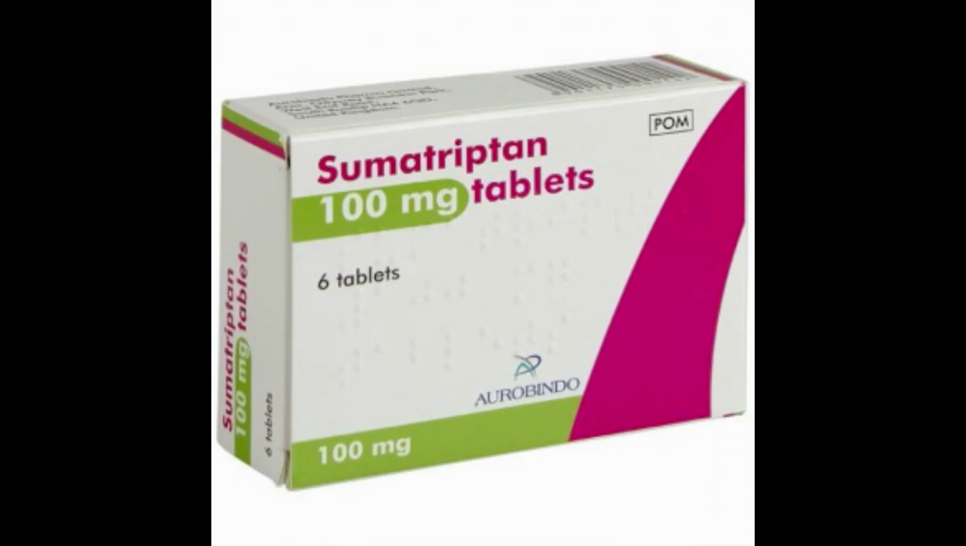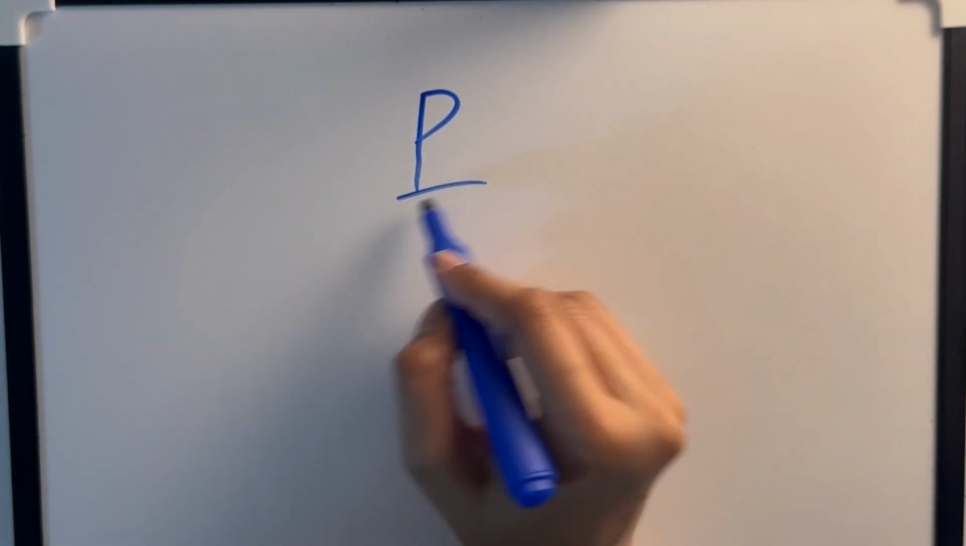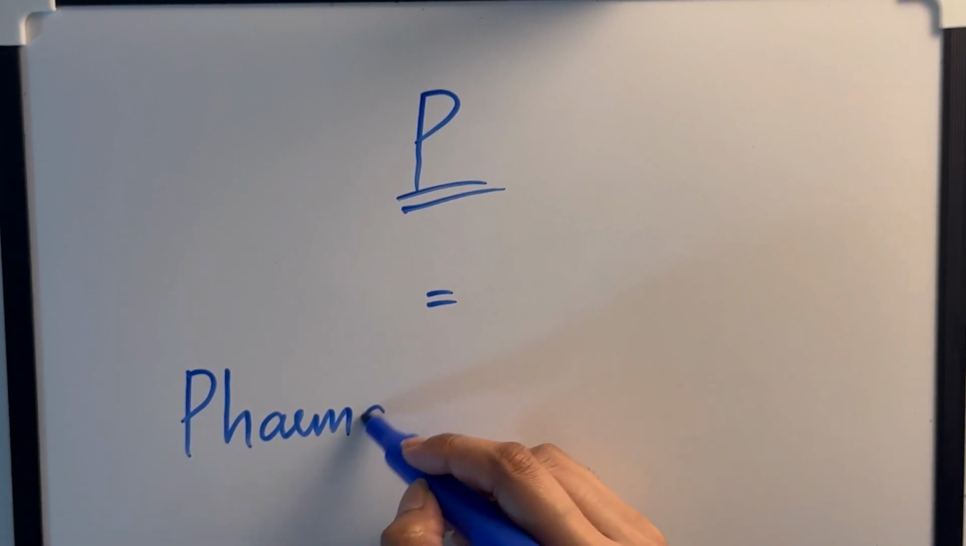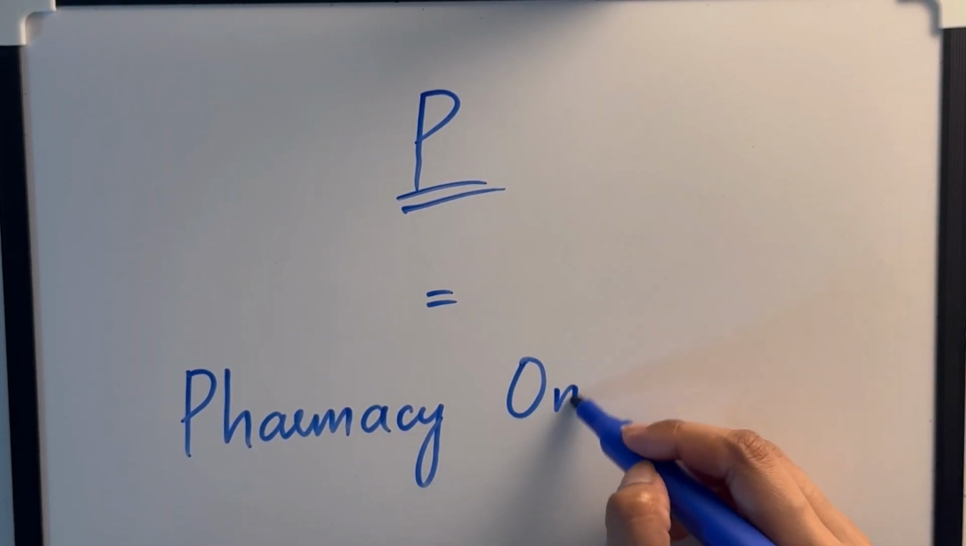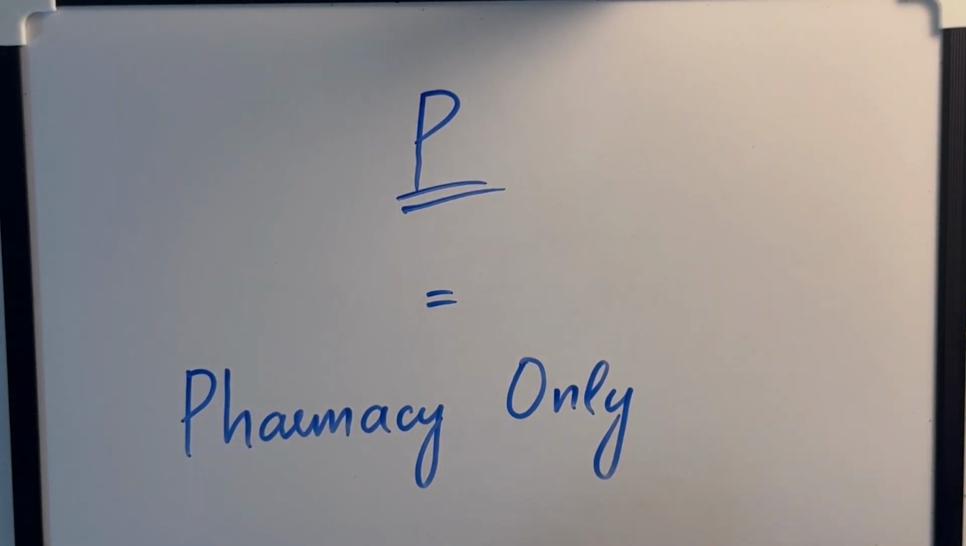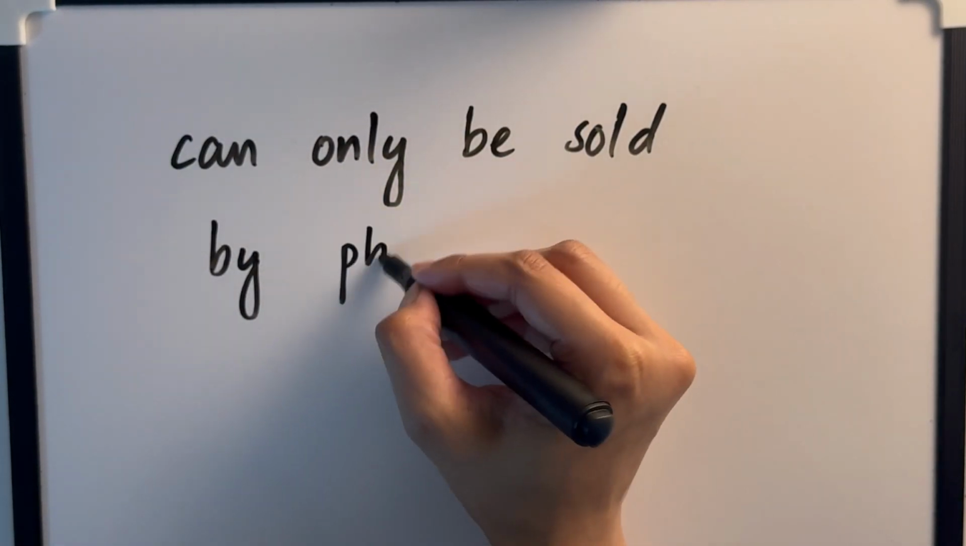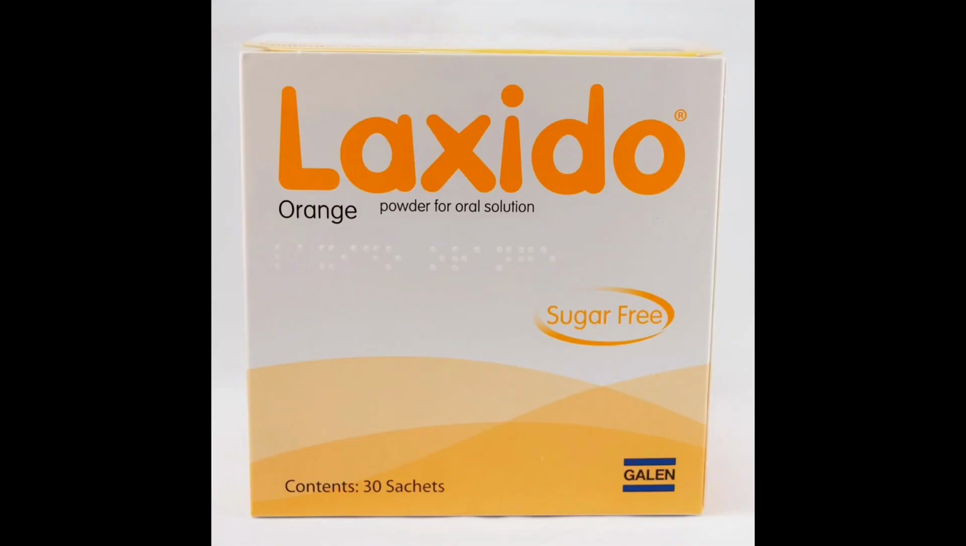So let's move to the second terminology, that is P. P is the abbreviation for pharmacy only. What does it mean? Pharmacy only medicines are the medicines that can only be sold by pharmacies.